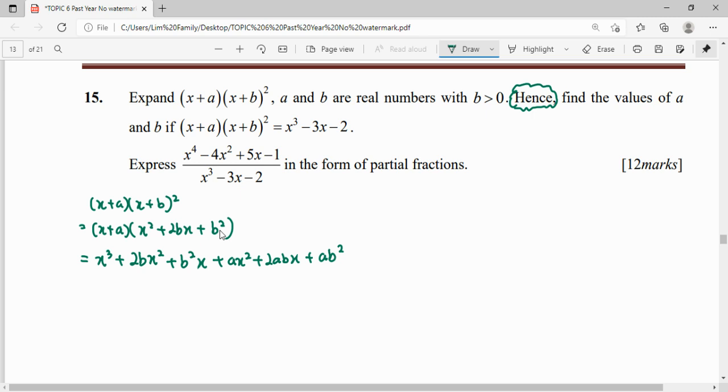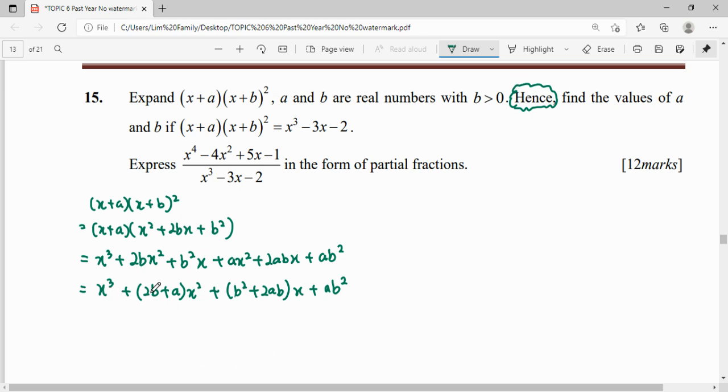Then we're going to collect our terms. For x³, we only have one term, but for x², we can see here is our x² and here is another x², so our coefficient will be 2b + a for the x² term. Then for x, it will be b² + 2ab. Lastly, the constant is ab². So this is our expansion of (x + a)(x + b)².